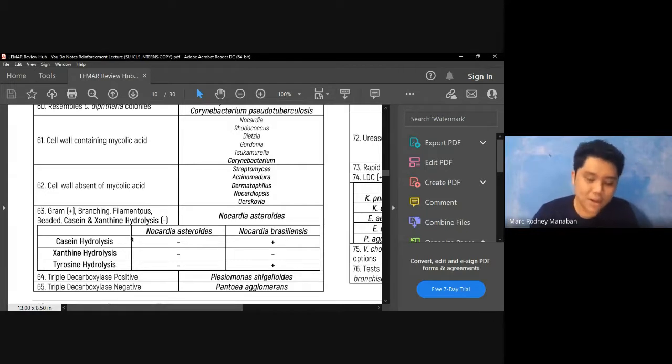So take note, in the biochem we look at the hydrolysis patterns of the species of different proteins: casein, xanthine, and tyrosine. Which one is positive for casein and tyrosine? Nocardia brasiliensis. How do I remember? I just memorized it. Whichever is nearest to the letter C is positive. Between A and B, of course, letter B is nearer to C. Therefore Nocardia B, Nocardia brasiliensis, is positive for casein hydrolysis, and letter A is negative.